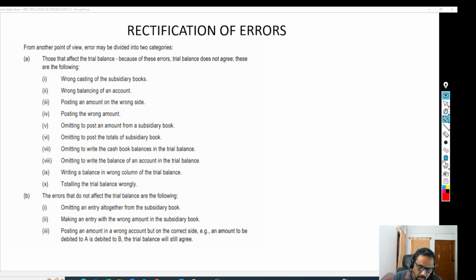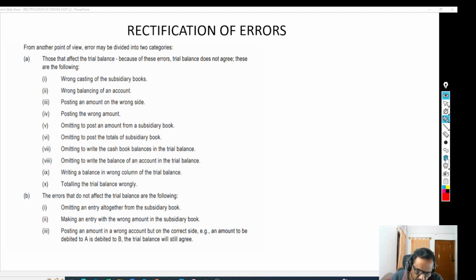First one, wrong casting of subsidiary books. Wrong casting of subsidiary books is going to impact the trial balance. Casting means totaling. Wrong totaling of subsidiary books is going to impact the trial balance. That is what they are saying here. Now, how this is going to impact the trial balance is what I'm going to explain. I will take an example of a purchase entry, guys.